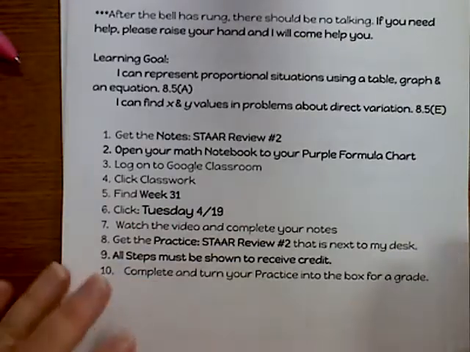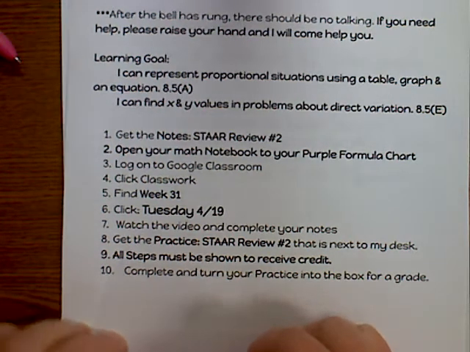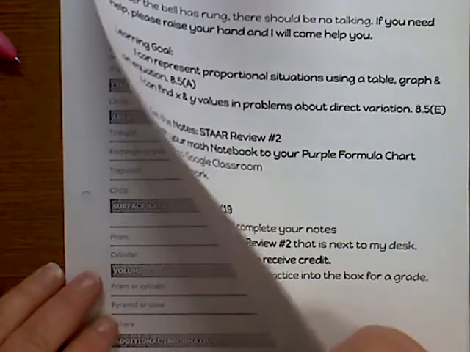Alrighty, we are going on to STAAR review number 2. Learning goal: I can represent proportional situations using a table, graph, and an equation. And I can find X and Y values in problems about direct variation. So we've got 2 learning goals today. We're on proportions and direct variation.